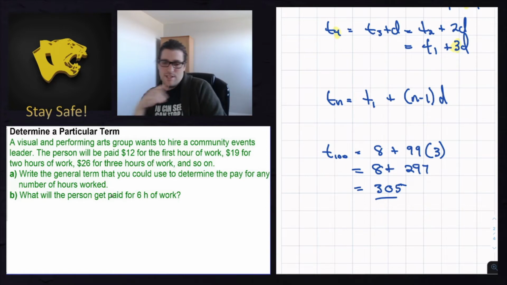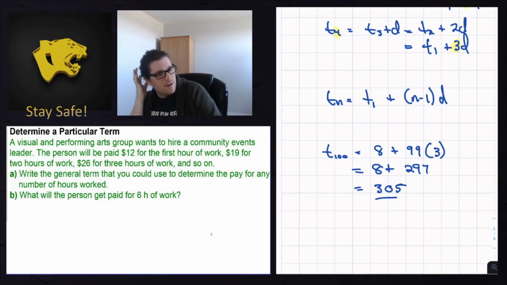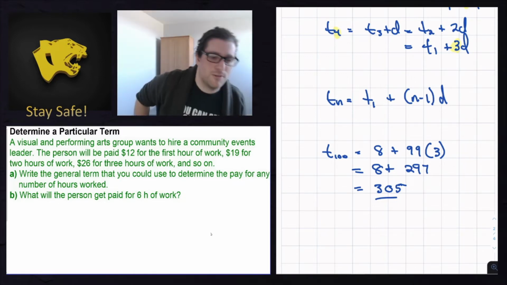All right, so here is a problem that's from the text, actually. It says, determine a particular term. A visual and performing arts group wants to hire a community events leader. The person will be paid $12 for the first hour of work, $19 for 2 hours of work, and $26 for 3 hours of work, and so on. Write the general term that you could use to determine the pay for any number of hours worked. What would the person get paid for 6 hours work?